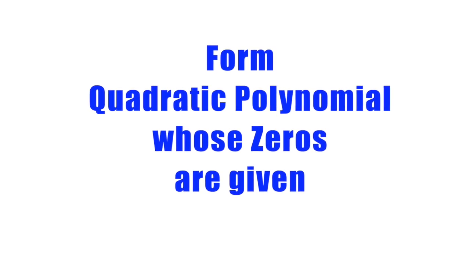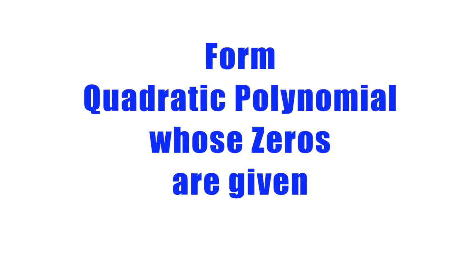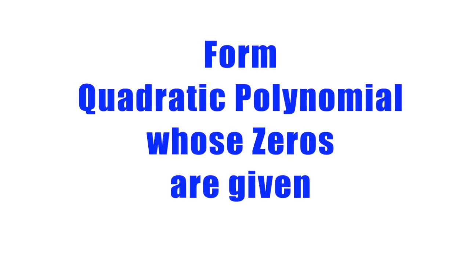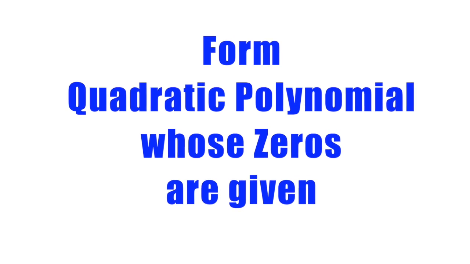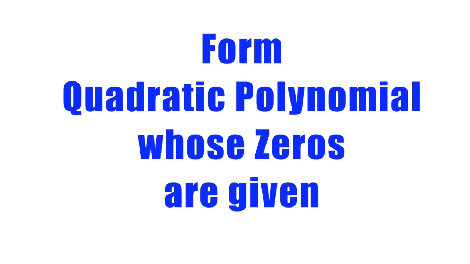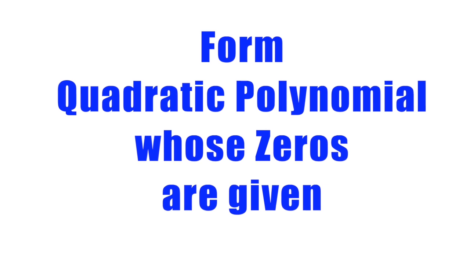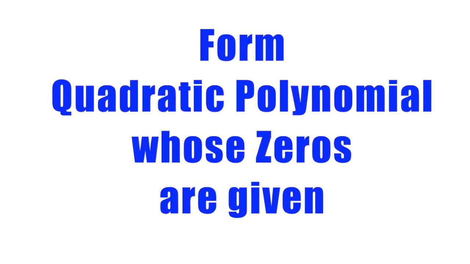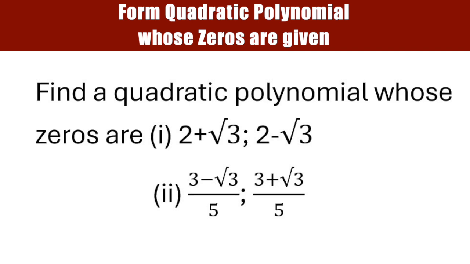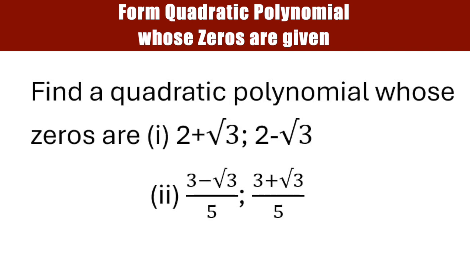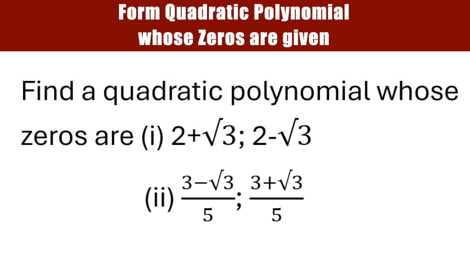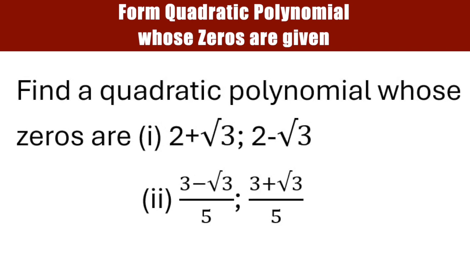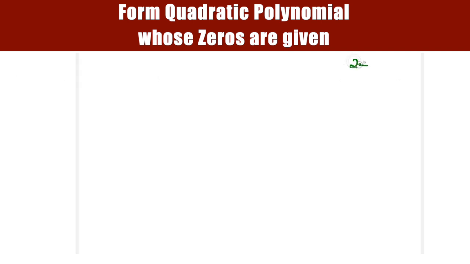In this video, we are going to form a quadratic polynomial whose zeros are given to us. Unlike the previous videos where the zeros were very small or simple, here I'm going to introduce the concept of irrational zeros. So let us delve into the numerical. The question is, find a quadratic polynomial whose zeros are 2 plus root 3 and 2 minus root 3. So we'll take up the first set, which is 2 plus root 3 and 2 minus root 3.